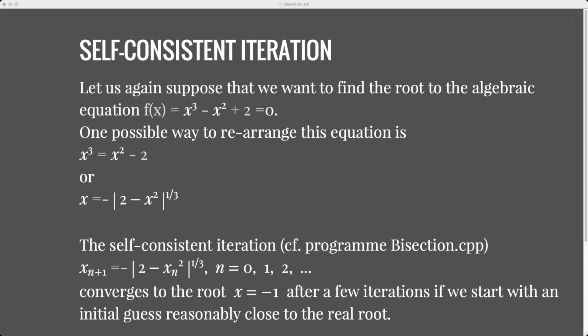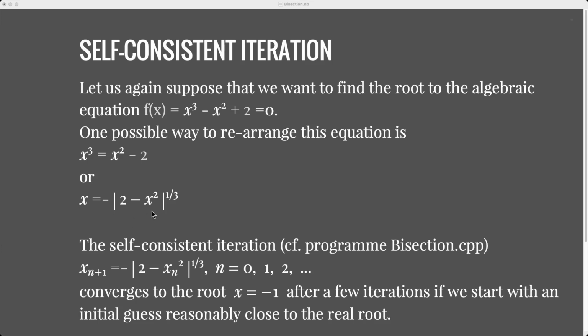Now here we're looking for a solution where x squared is lower than 2, so that this quantity here is positive. But it could also be negative. What's important is that we're seeking a negative root of x, basically. Now x here shows up on both sides of the equation.